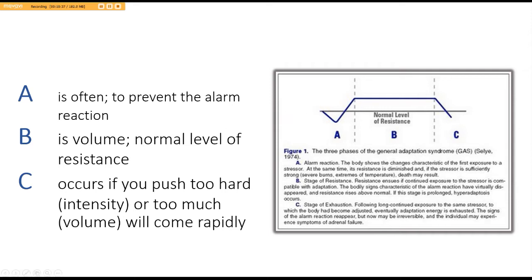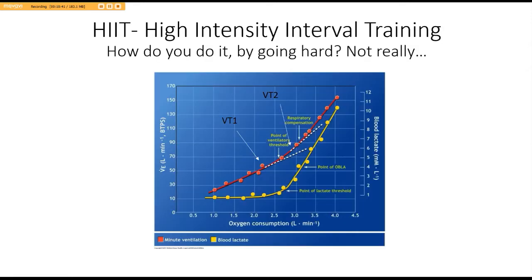The next piece of the hierarchy is high intensity interval training. So how do you do that? Well, for a lot of people it's just going hard. And certainly that does constitute high intensity interval training, but is it the most effective way to train at a high intensity for endurance athletes?